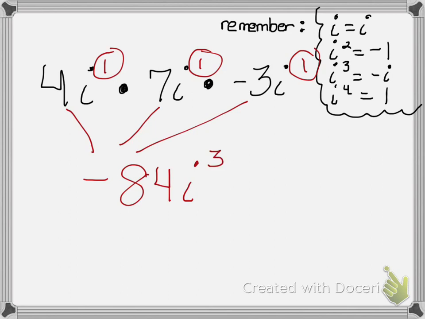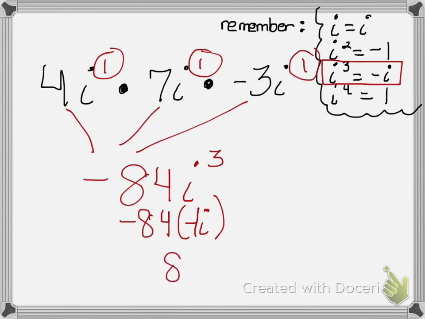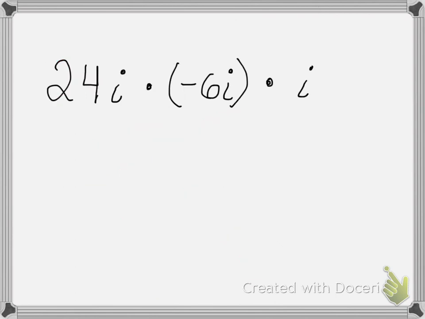Now, before I finally say I'm done, I have to check to see, can I substitute my i to the power of 3 because it equals something else? I sure can. i to the power of 3 equals -i. So I'm going to replace that with -i. Bring down my -84. And remember, even though it says -i, it's really -1i. So -84 times -1 is +84. And then add your i at the end. And that's it.